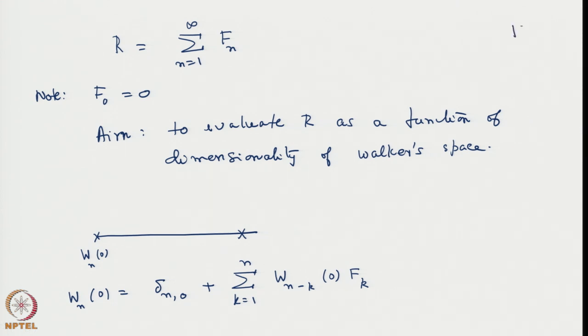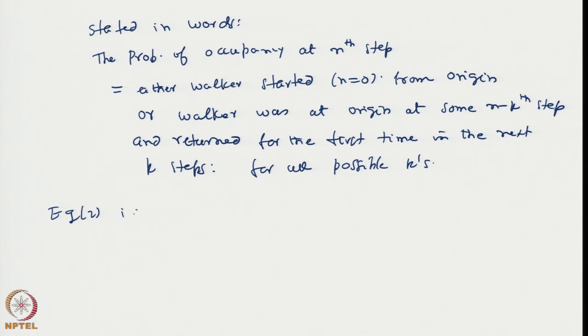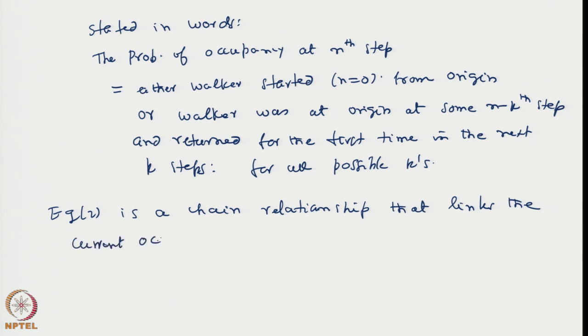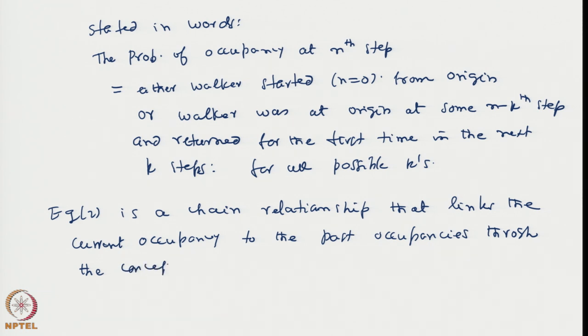We will start numbering these equations. So, the R equation we call equation 1, and equation 2 is a recurrence or chain relationship that links the current occupancy to the past occupancies through the concept of Fk, that is, first time return probabilities. So, to that extent we have now linked the two concepts, how exactly they come into the picture in a random walk problem.